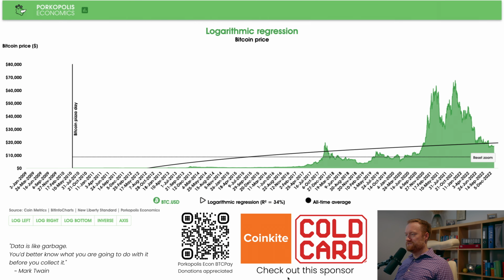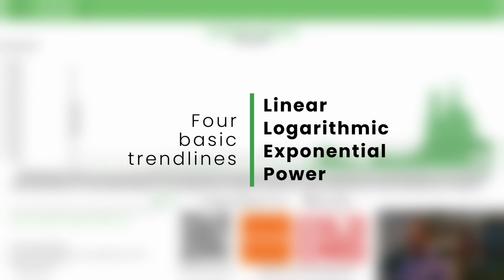Okay, so continuing our theme here of analyzing the different regression trend lines that we can draw over data, particularly price data. We've been looking at gold, we've been looking at Bitcoin. Today we're going to look at Bitcoin with a logarithmic regression. Remember the four basic types of trend lines: linear, logarithmic, exponential, and power.